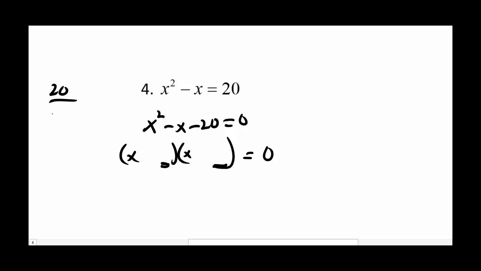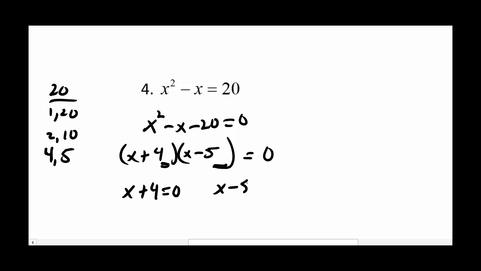So if I make my list of factors of 20, I get 1 and 20, 2 and 10, 4 and 5. And I can quickly see that 4 and 5, if I subtract, I get a difference of 1. So I want to subtract the 5 and add the 4. And then I want to set each of those equal to 0 and solve. And so I end up with a solution of negative 4 and positive 5.